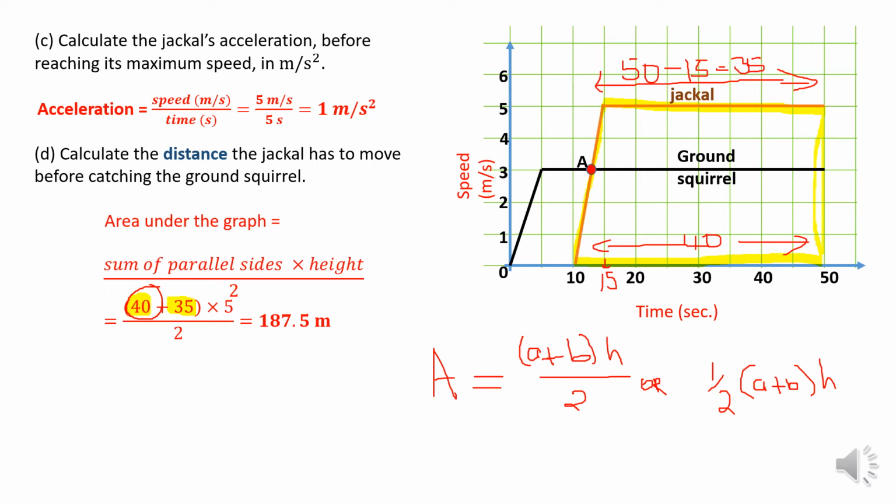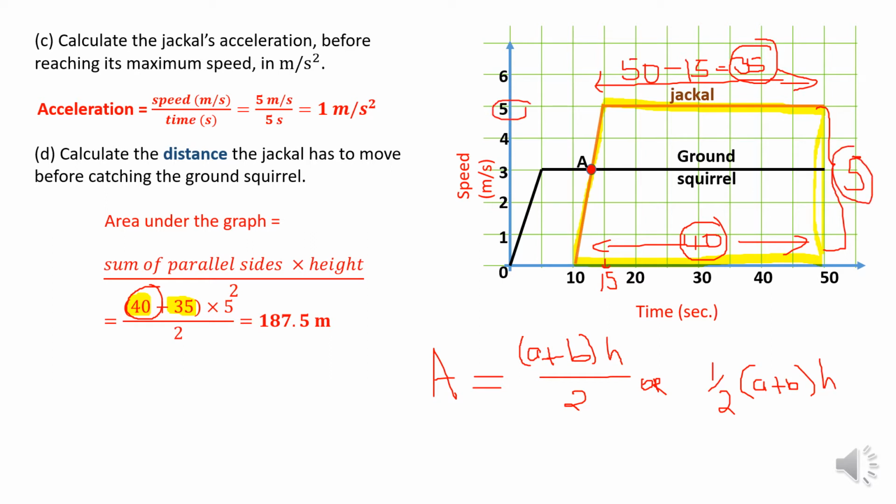So I know my 35, I have my 40, and the only other thing that is important is to calculate the height, and the height here is the 5 that you are seeing here. All right, the height is the 5. Obviously you're getting that from your graph.